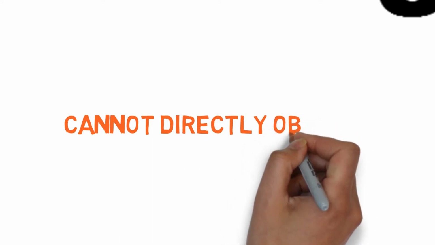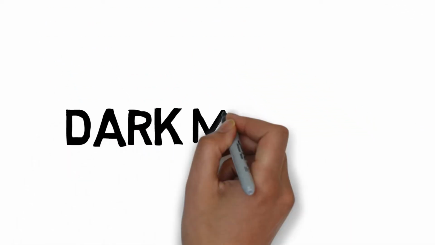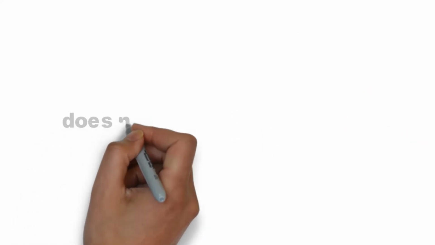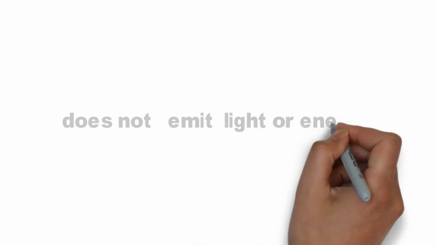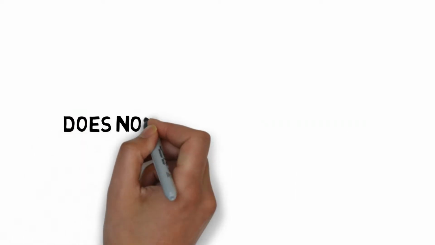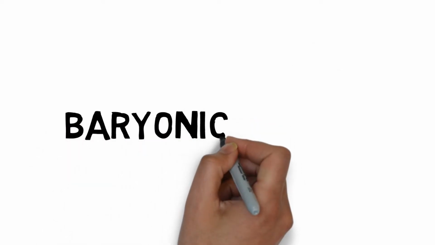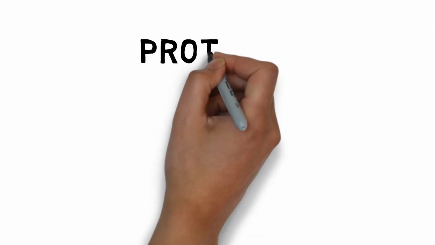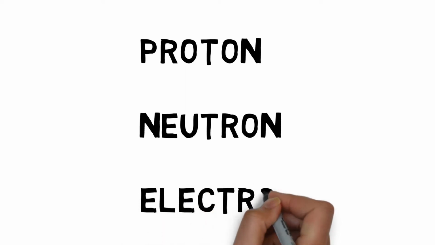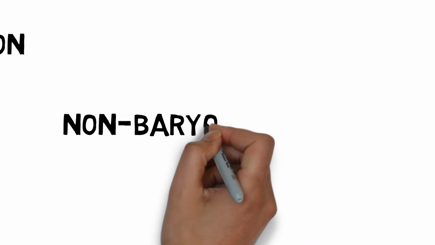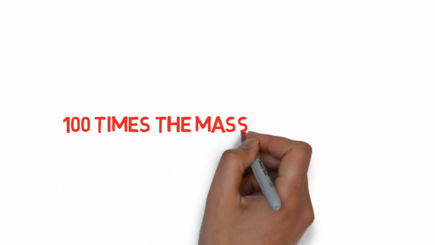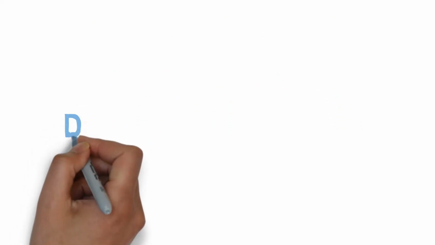Roughly 80% of the mass of the universe is made up of material that we cannot directly observe, known as dark matter. This bizarre ingredient does not emit light or energy. If it does not emit light or energy, why do scientists think it dominates? The familiar matter of the universe, known as baryonic matter, is composed of protons, neutrons, and electrons. Dark matter may be made of non-baryonic matter, which has 10 to 100 times the mass of a proton. But its weak interaction with normal matter makes it difficult to detect.